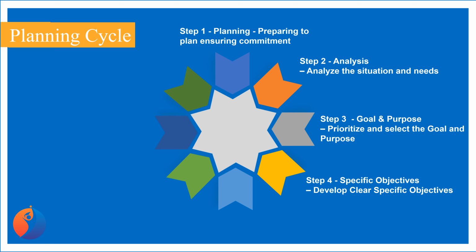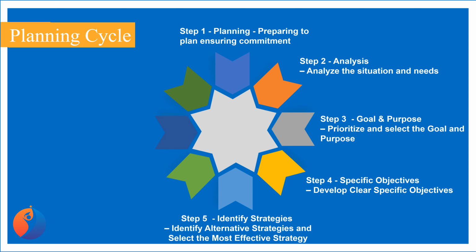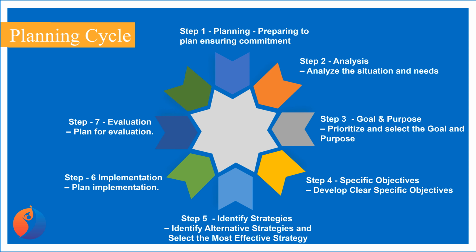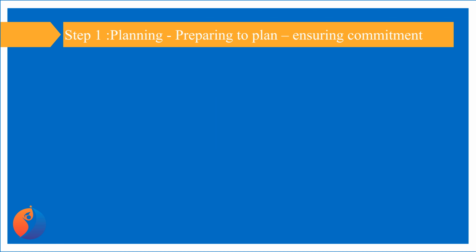Step 4, Specific objectives: develop clear specific objectives. Step 5, Identify strategies: identify alternative strategies and select the most effective strategy. Step 6, Implementation: plan implementation. Step 7, Evaluation: plan for evaluation. Step 8, Summary of plan: summarize your plan. Here we will discuss the principles of planning.